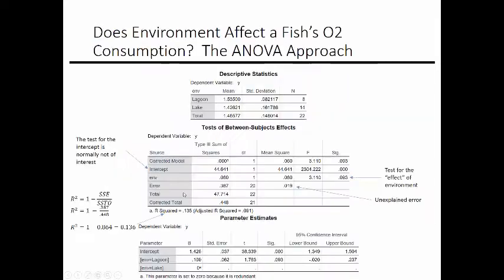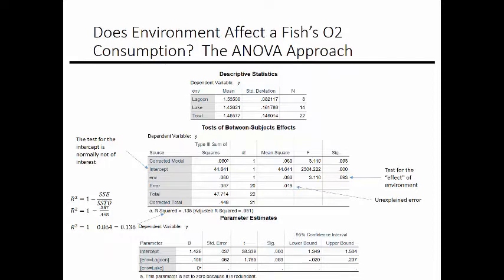So if we run this as an ANOVA on the fish data, this is what ends up happening. I get my descriptives. The lagoon has a mean natural log of oxygen consumption of 1.54, and the lake has a mean natural log of oxygen consumption of 1.43.